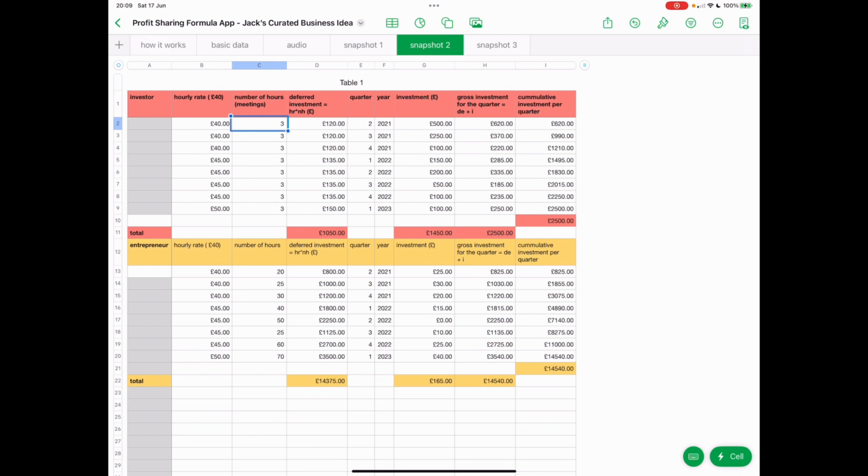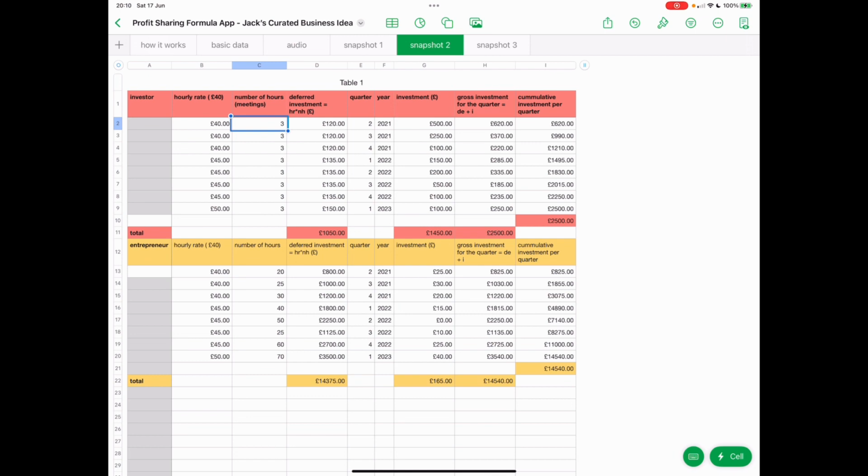And in quarter four of 2021, his gross investment was £1,220. So the cumulative becomes £1,855 plus £1,220, and that comes to £3,075, and so on and so forth. And that comes to a gross of $14,540.